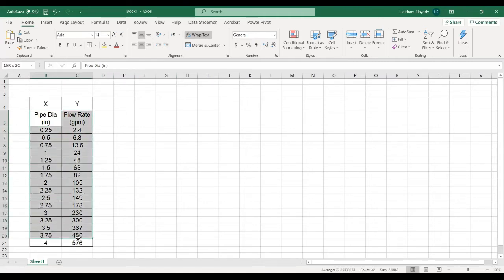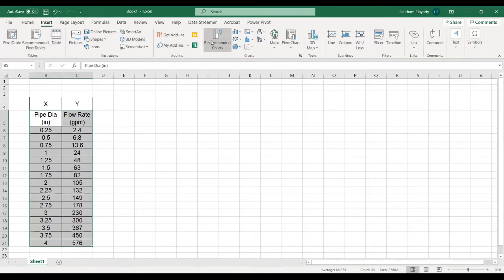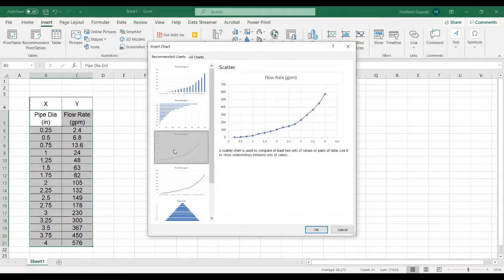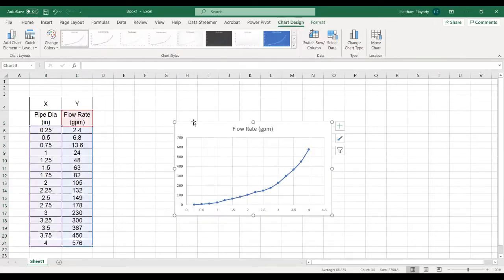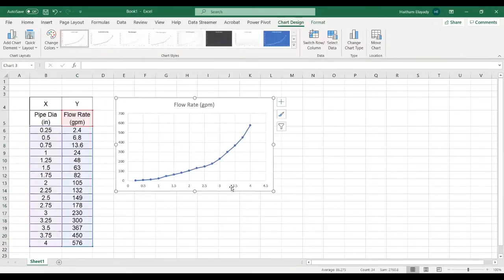Simply, we highlight both columns and go to Insert, Recommended Charts, and you can see here that we have a proposed chart, the scatter diagram. If I double click here, then I have my scatter diagram between the pipe diameters and the flow rate. That will be my flow rate, and this is my diameter. The x-axis is the pipe diameter.